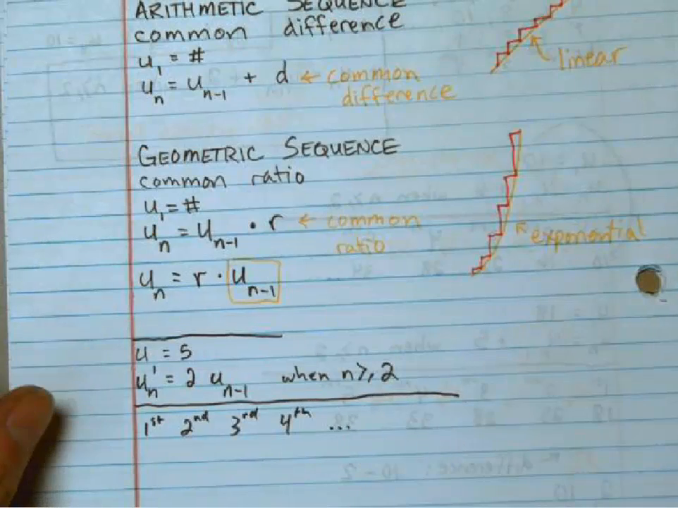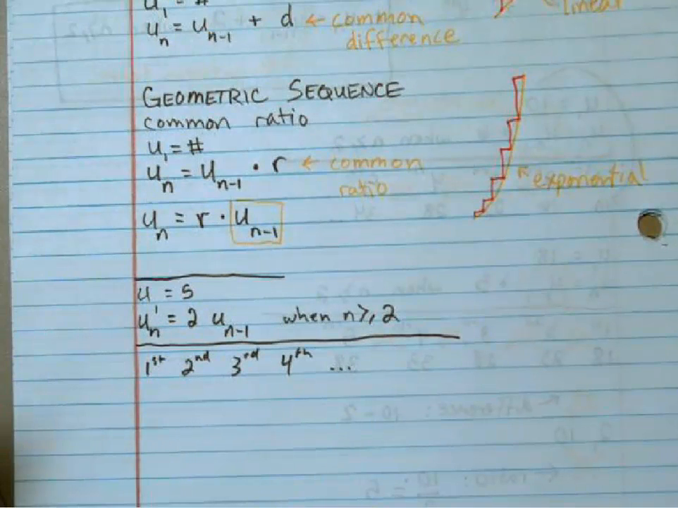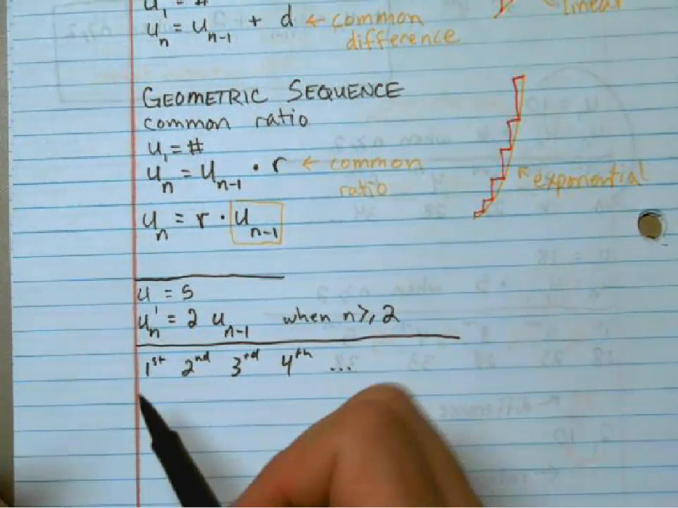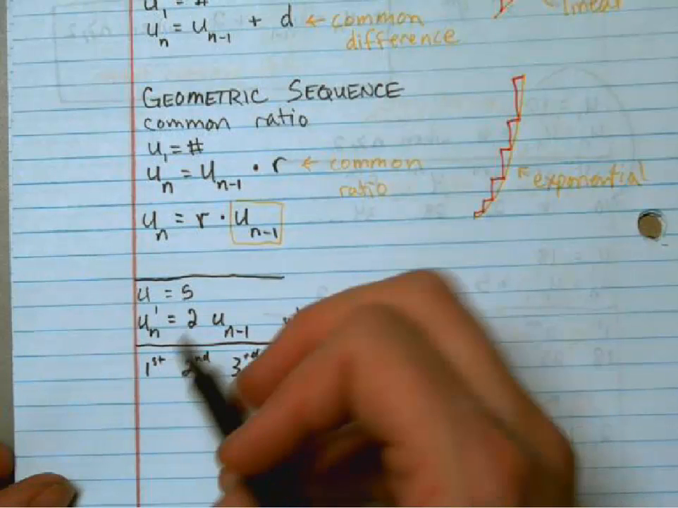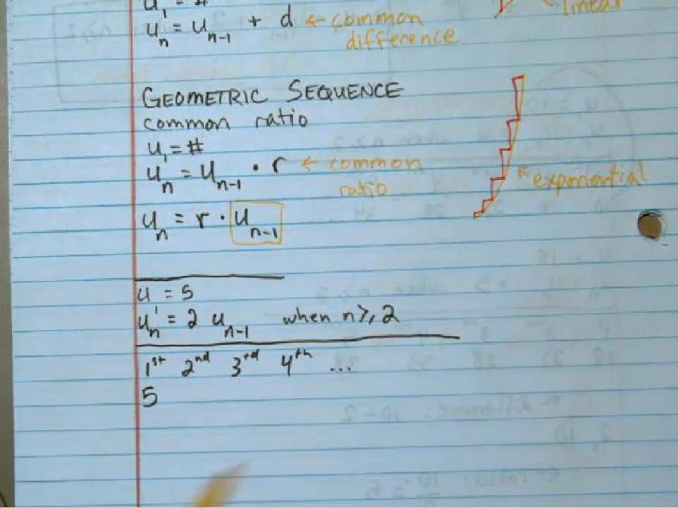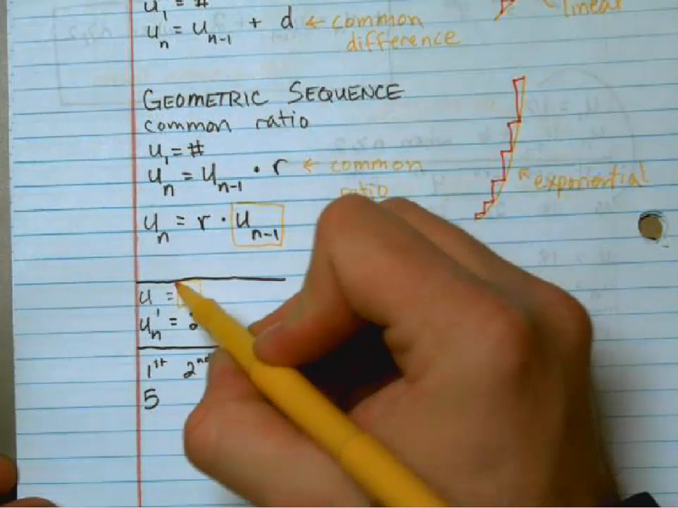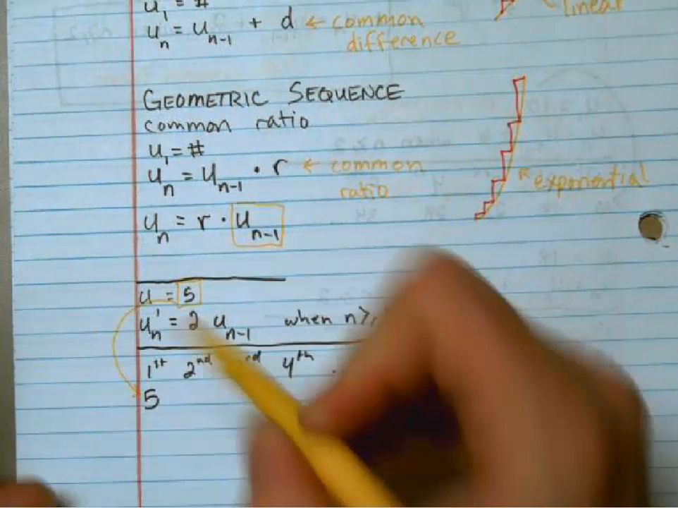So let's find some terms here. So the first term. What's the first term? It's 5. How do I know that? Because it says so right here. The first term is 5.